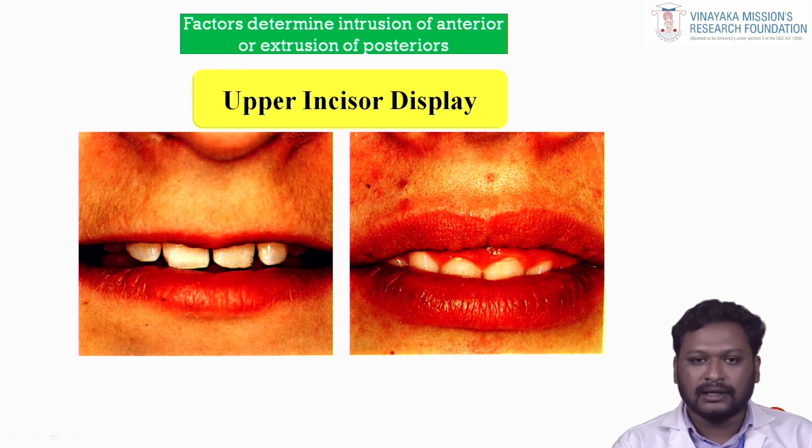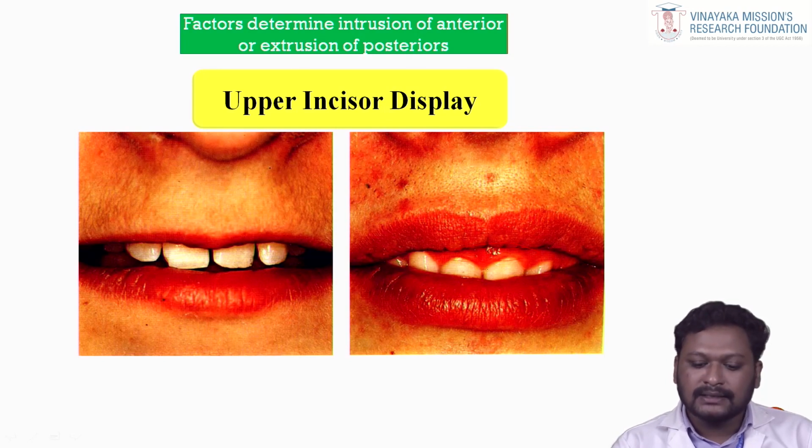So usually we will call it a gummy smile. In these cases we have two options. The deep bite correction can be done by either of two options. The first one is intrusion of incisors and extrusion of posteriors. So these are the factors. The first factor is upper incisor display.